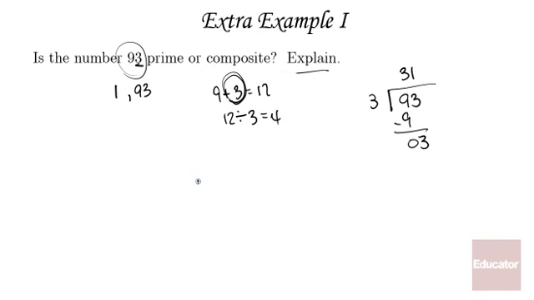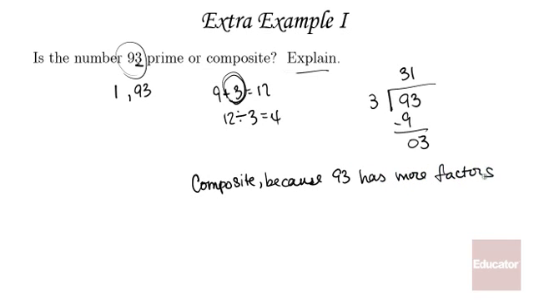And if asked to explain, composite because 93 has more factors than just 1 and itself. Or perhaps you could say something like composite because 93 also has the factor of 3.